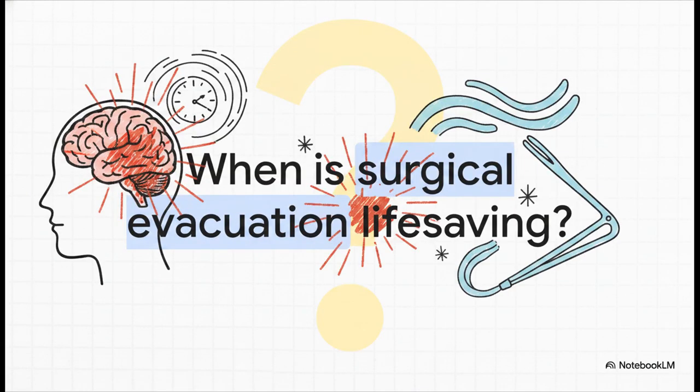Which brings us to a highly time-sensitive scenario. While trials like STICH and STICH 2 showed limited benefit for early surgery in a lot of deep bleeds, and the newer ENRICH trial has really reshaped our view on minimally invasive evacuation for lobar clots, there is still one area where open surgical evacuation remains an absolute non-negotiable necessity: the cerebellum.